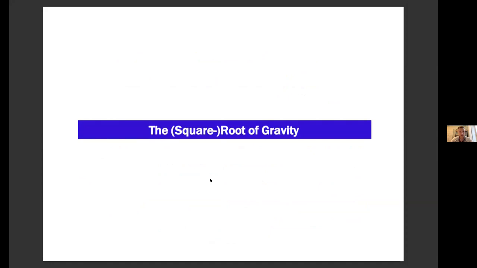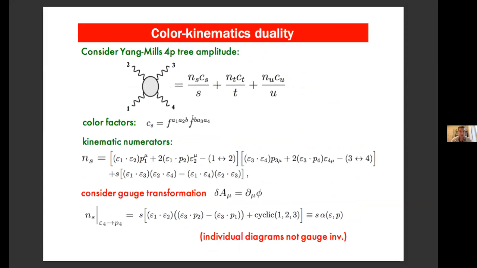So the square root of gravity, that is what I think of as being color-kinematics duality. I'm just going to explain color-kinematics duality in the most simple context that we have, which is the 4-point tree level. So consider Yang-Mills at 4-point tree level. We know that we can expand it in terms of the s, t and u channels. And here I have absorbed the contact diagrams into the channels themselves.